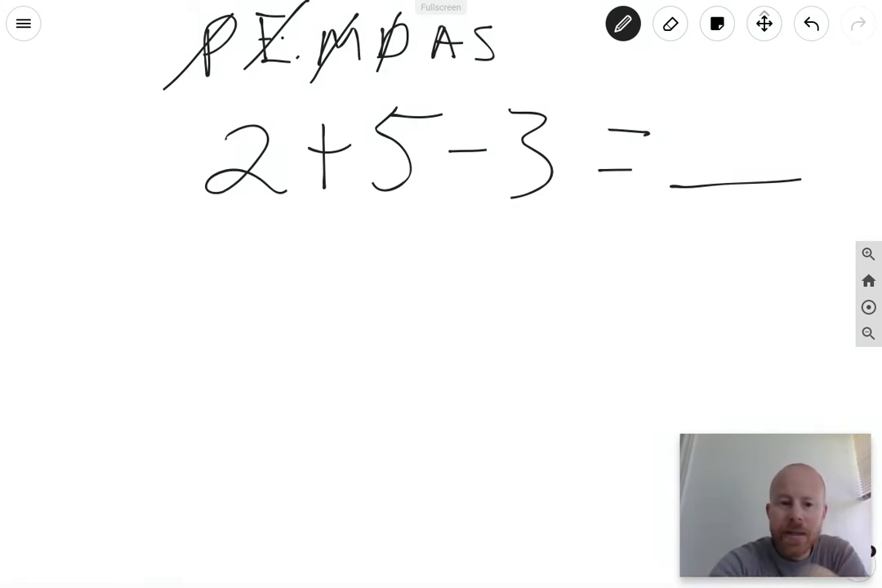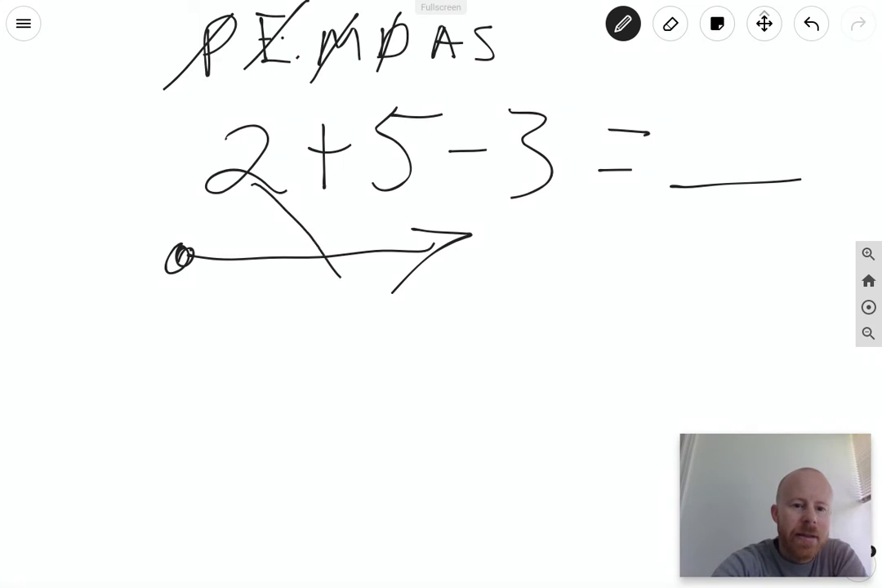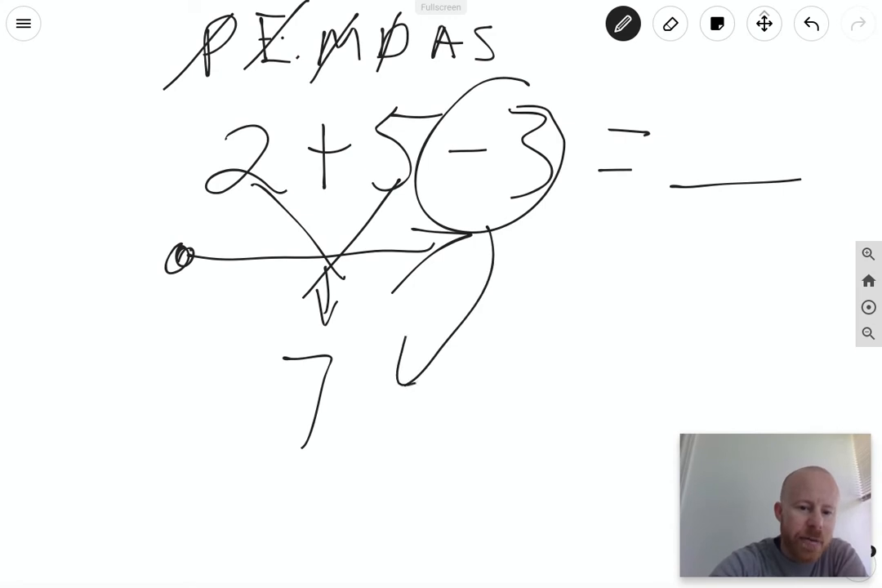Now the rule is whatever comes first, you just go left to right. So therefore, I just start with the 2 plus 5. Now the 2 plus 5 would equal 7. And then I just bring down my other operation, which is minus 3. And then 7 minus 3 is 4.